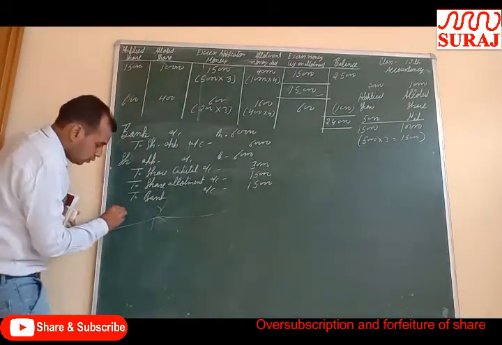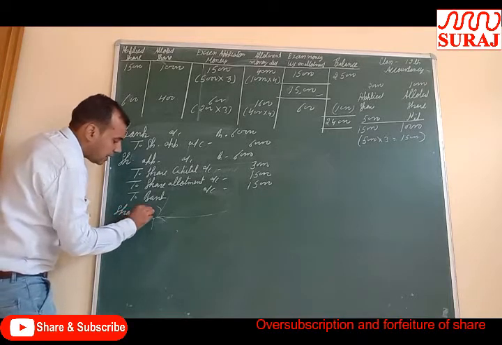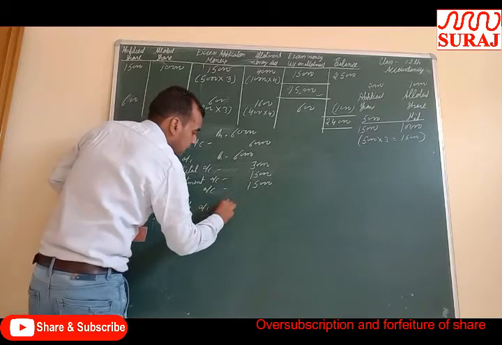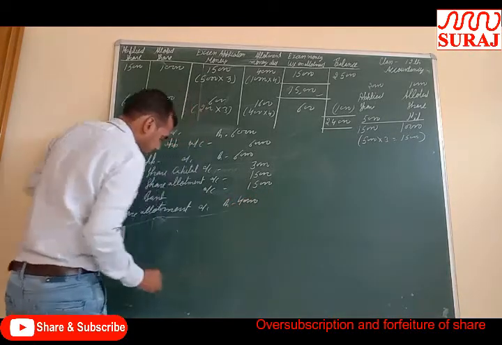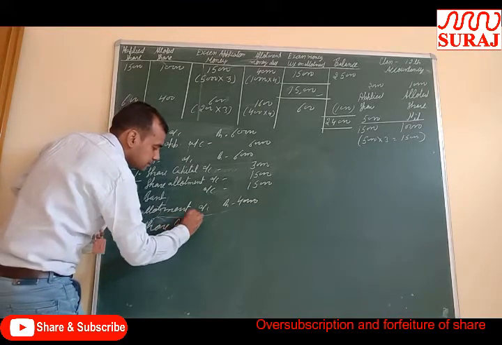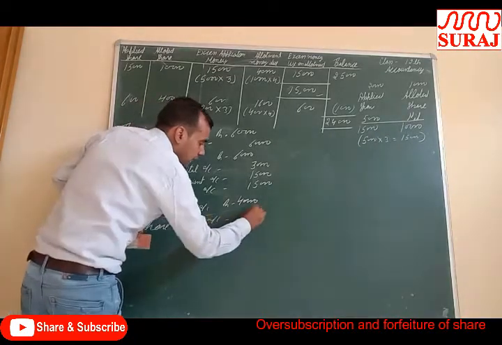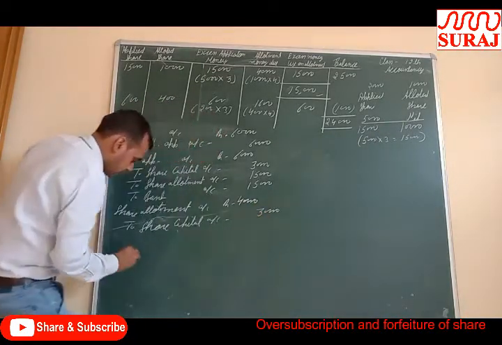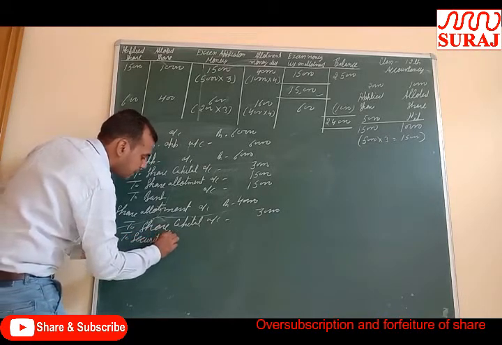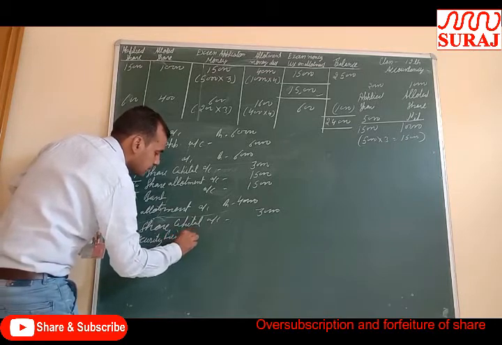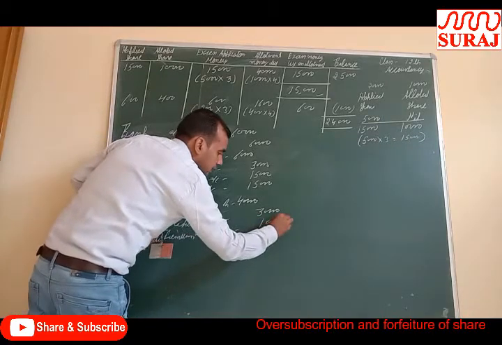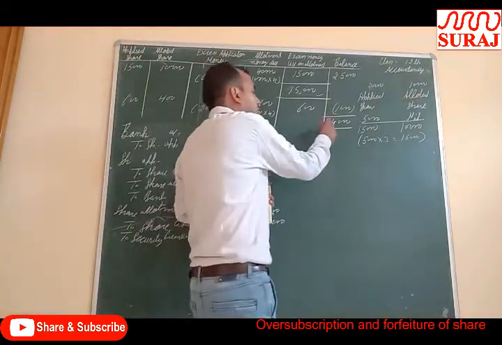Now allotment will be due: share allotment account debit. On one share ₹4, on 10,000 shares ₹40,000. Of which ₹1 is premium, ₹3 is capital. To share capital account, on one share ₹3, on 10,000 shares ₹30,000. To securities premium reserve account ₹10,000. What amount will be received? That is ₹24,000.